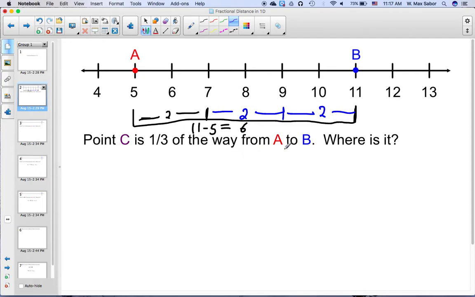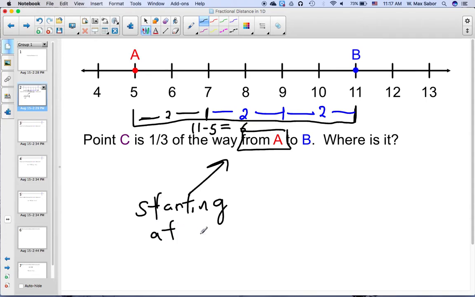So a third of the way from A to B. From A means that we're starting, sorry for my terrible handwriting, starting at A. And then we're going to go 1/3. So here's all 3 thirds. Here's one of those thirds. So I'll go 1/3 of the way here. That is where it belongs. It belongs at 7.